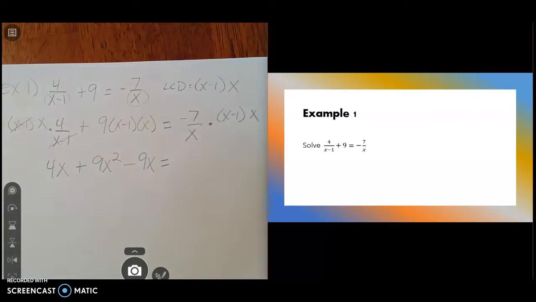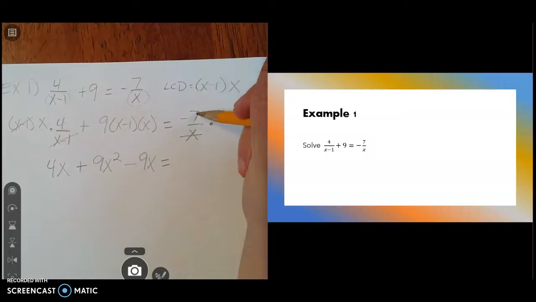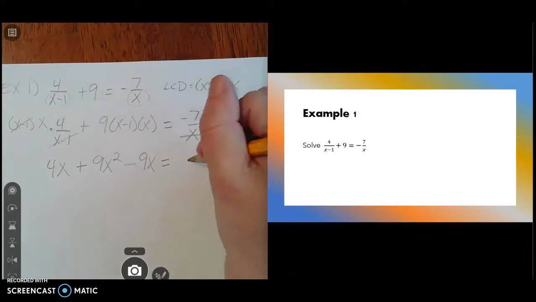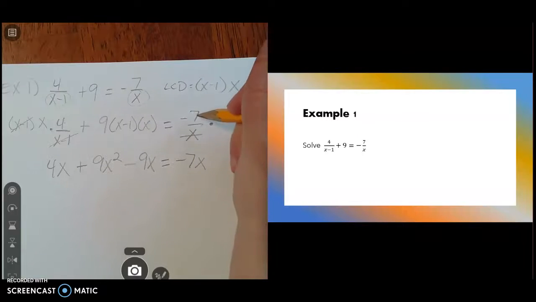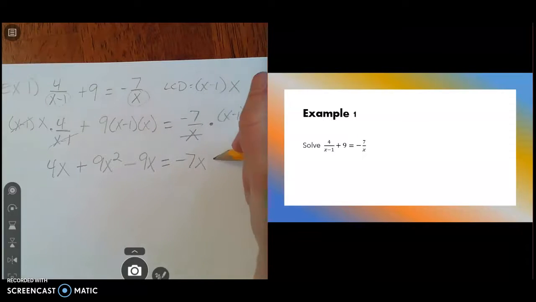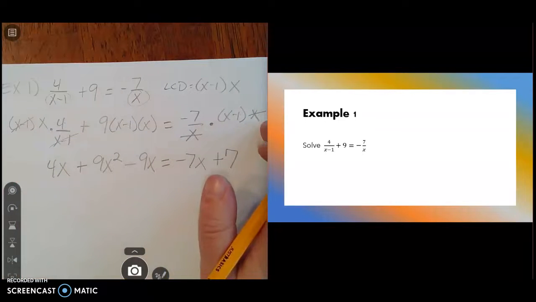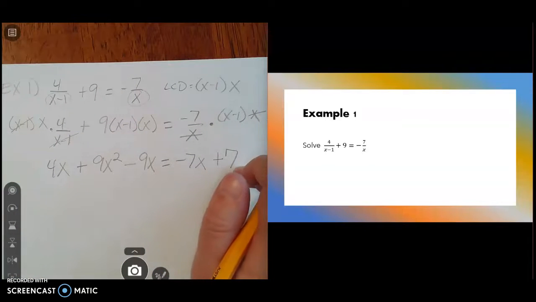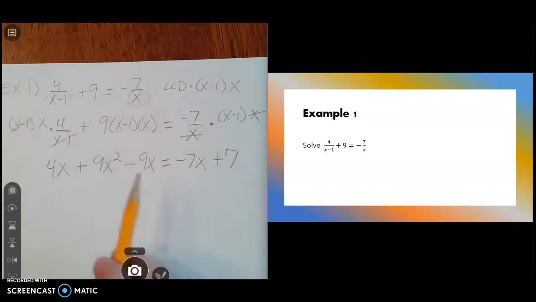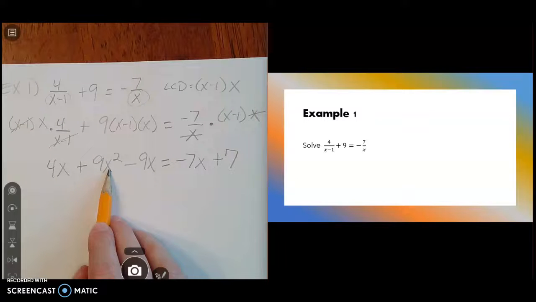For my third term, the x's are going to divide out. So then we just have negative 7 times x minus 1. I think we can do that. Negative 7 times x is negative 7x. Negative 7 times negative 1 is a positive 7. So after multiplying by that LCD, you notice that we have an equation that has no denominators, which is a lot easier to solve. The other thing I'm noticing here is that I have an x squared term, which means I do have a quadratic.